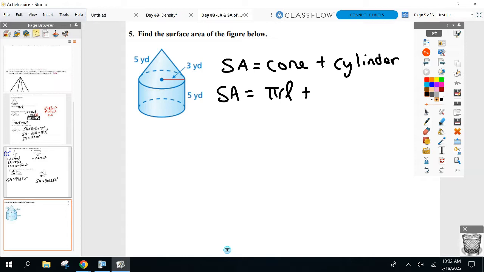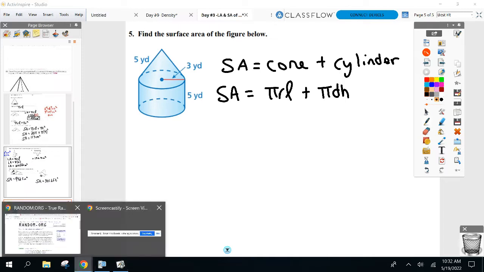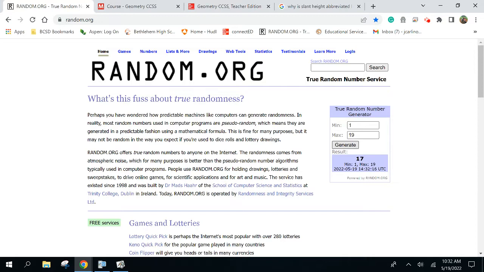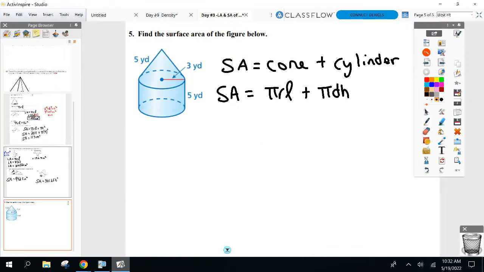Cylinder. Ooh, got to dig deep. Hopefully we get some flashcards, Quizlet, whatever. Pi dh plus 2 pi r squared. Do I want to do plus 2 pi r squared? No. What do I want to do though? Just pi r squared. Just pi, not 2, but just pi r squared, because again, the top of the cylinder is covered up. And the only thing I can calculate is that circle only on the bottom.